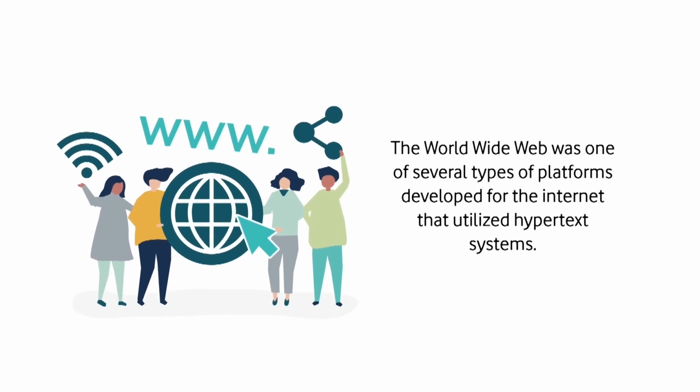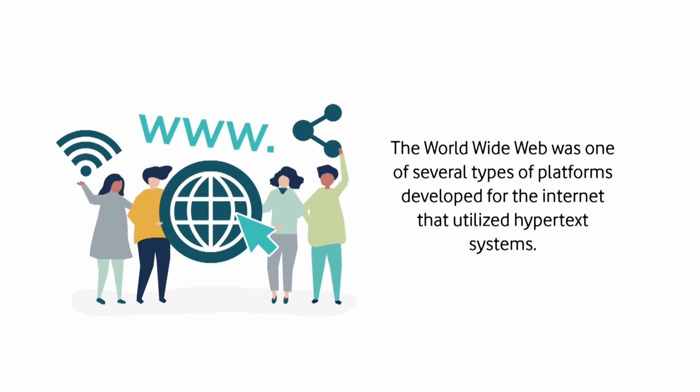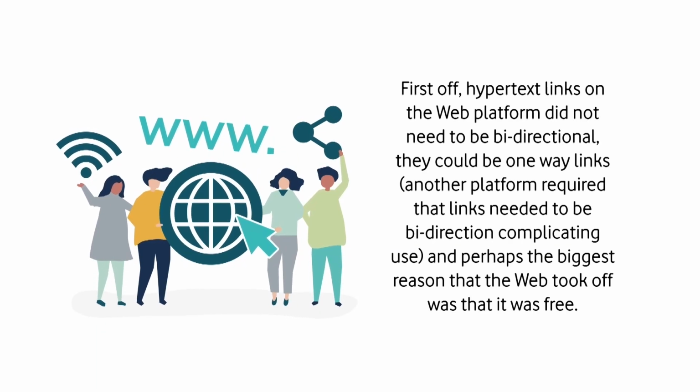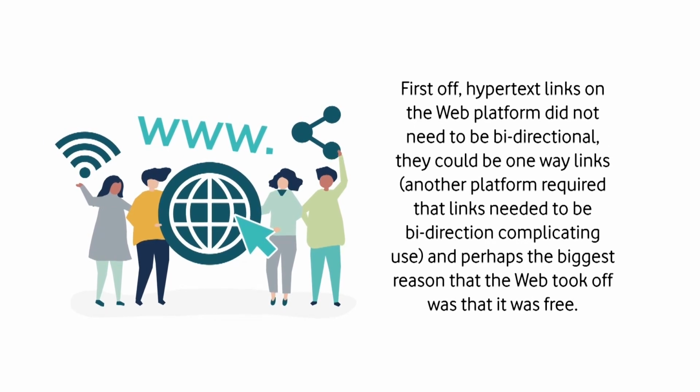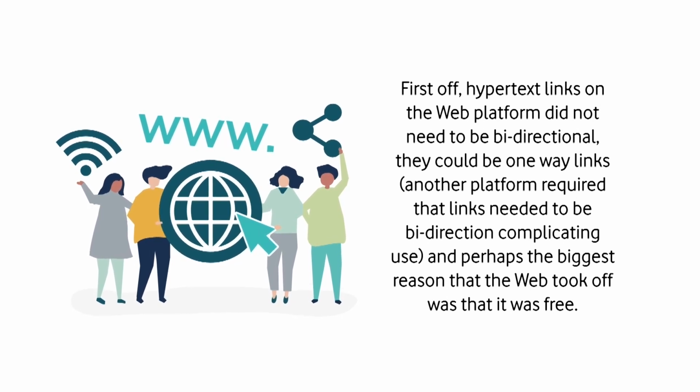The WWW was one of several types of platforms developed for the internet that utilized hypertext systems. While others existed in the early 90s, there were a few reasons that the web took off in popularity and use. First off, hypertext links on the web platform did not need to be bidirectional, they could be one-way links. And perhaps the biggest reason that the web took off was that it was free. It did not require licensing restrictions. Other platforms required special hardware, and this hardware and the use of software cost money, making many organizations choose the free alternative.